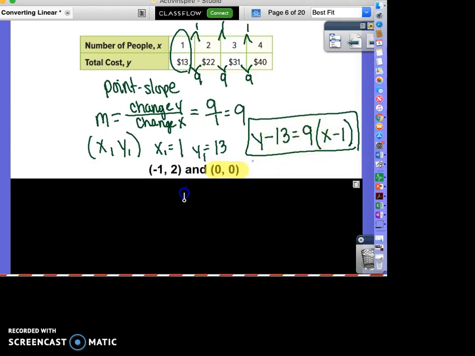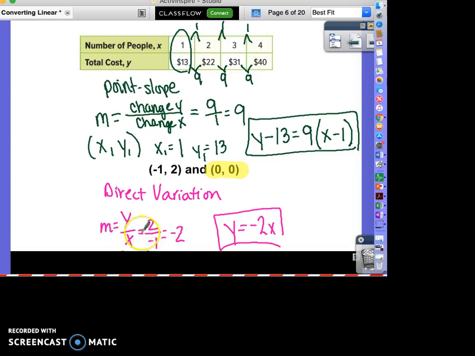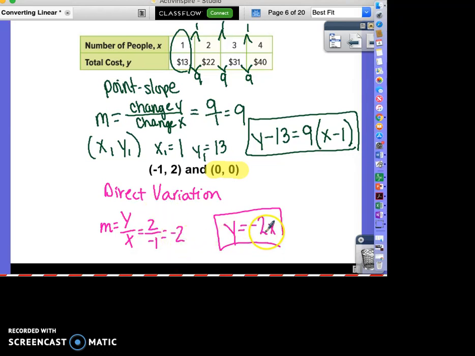Okay, and then from 2 points, we see that one of the points is 0, 0, so it goes through the origin. So we can just use direct variation. So y divided by x, so 2 over negative 1, and it would be a negative 2. So it would be y equals negative 2x.